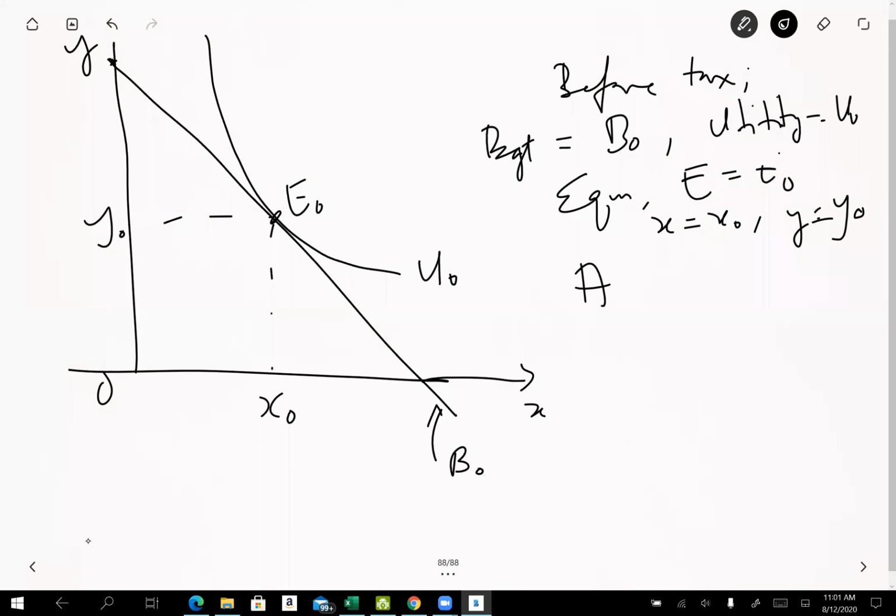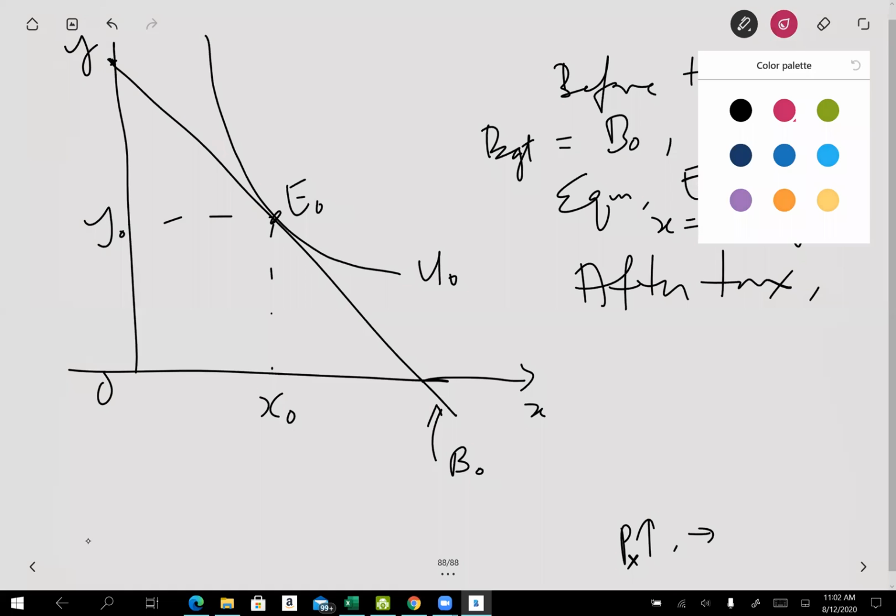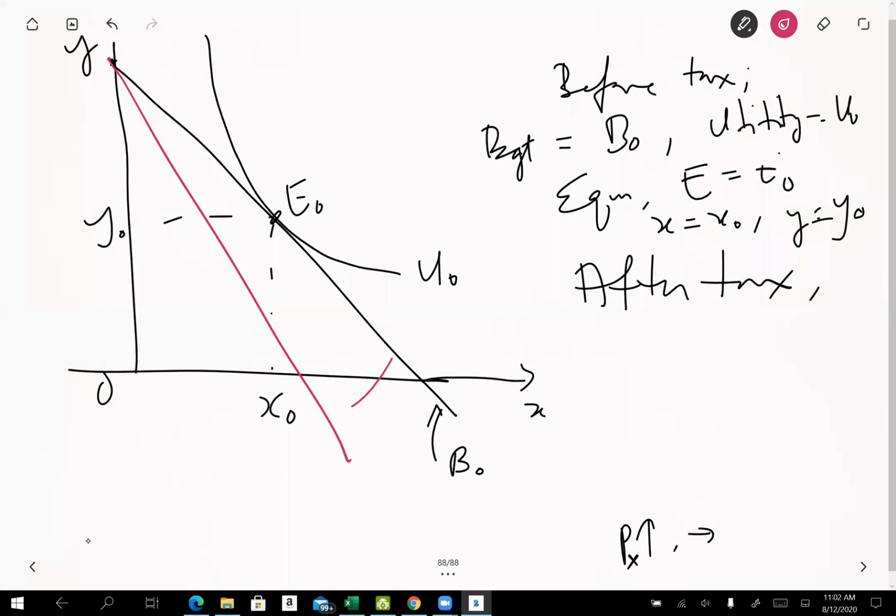Now, after the tax is imposed, which is T, what happened to the price of X? For Y, there is no tax; the one that we tax is only X. So what happened to the budget line? We rotate it inside. After the tax, the price of X goes up, and the price of Y does not change. So the budget line will rotate inside. That is our B1.